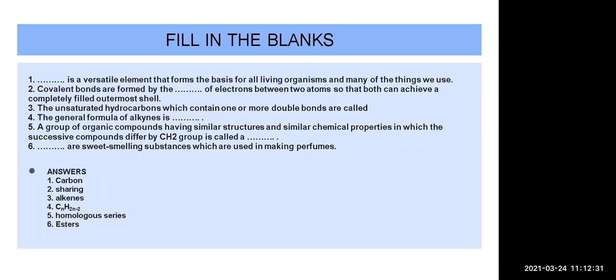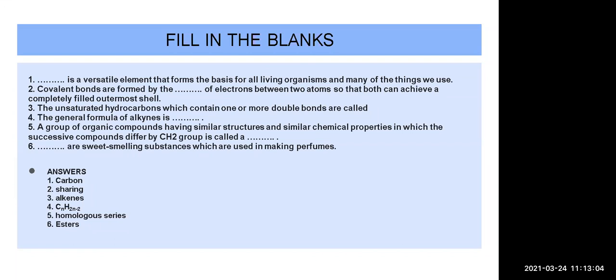The answer is carbon. Next comes, covalent bonds are formed by the dash of electrons between two atoms so that both can achieve a completely filled outermost shell. Now here what happens in a covalent bond? Sharing of electrons takes place. Because of the sharing of electrons between the two atoms, both can achieve a completely filled outermost shell. So here the answer will be the sharing of electrons.